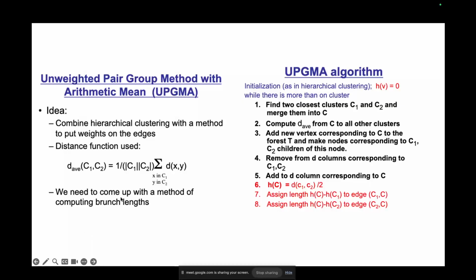Sorry for the spelling of branch. So the algorithm is kind of the same. Two clusters C1 and C2, which are the closest, and then you merge them into one. Then you compute the average distance between cluster C and all the rest of the clusters and add a new vertex based on which cluster is the closest to cluster C. And then you continue to do this iteratively. And basically, for the edge weight, you assign the length, which is half the distance between two clusters, as the edge weight between the two corresponding clusters.